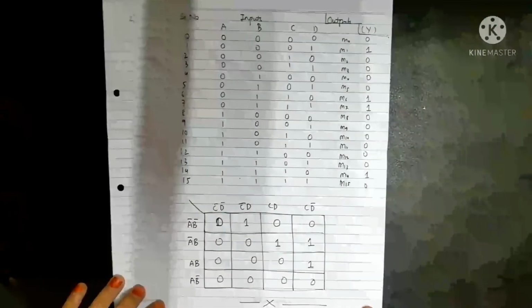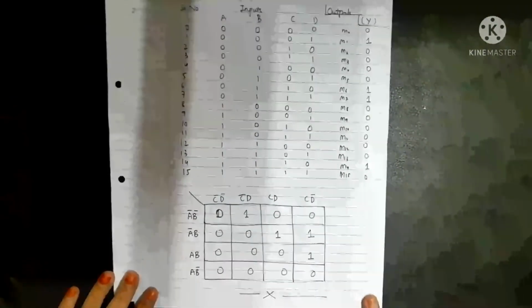So in this way, the 4 variable K-map is constructed. I hope you understood the concept. Thank you so much for watching till the end.